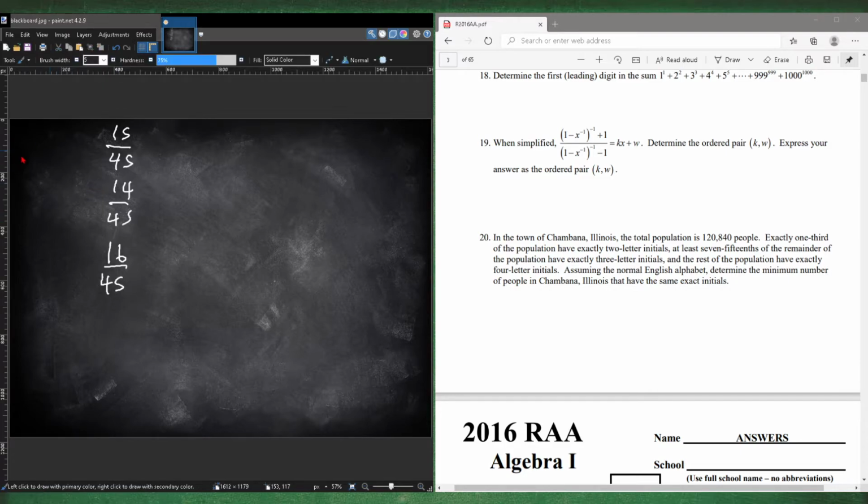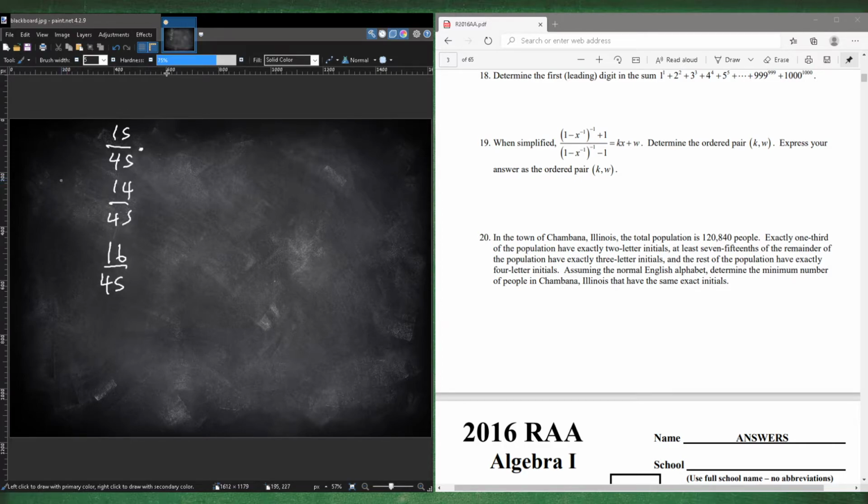Okay, so what do these three numbers tell us? Well, this number, 15 over 45, is one third, which has exactly two-letter initials. So how many groups of two letters can there be? Of the one third of the population, how many of those people could be grouped into a two-letter initial?